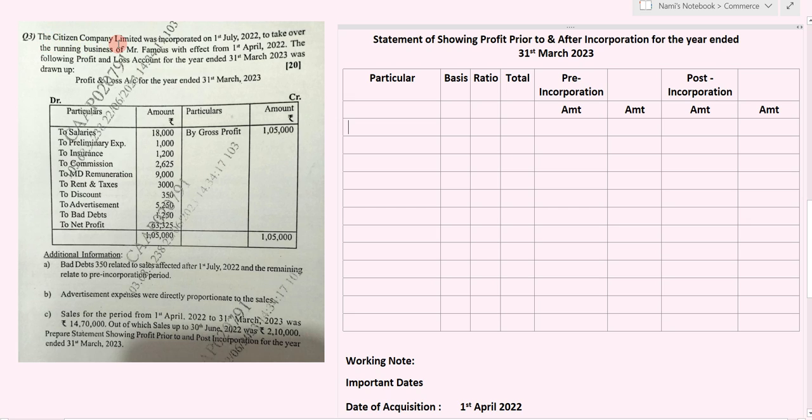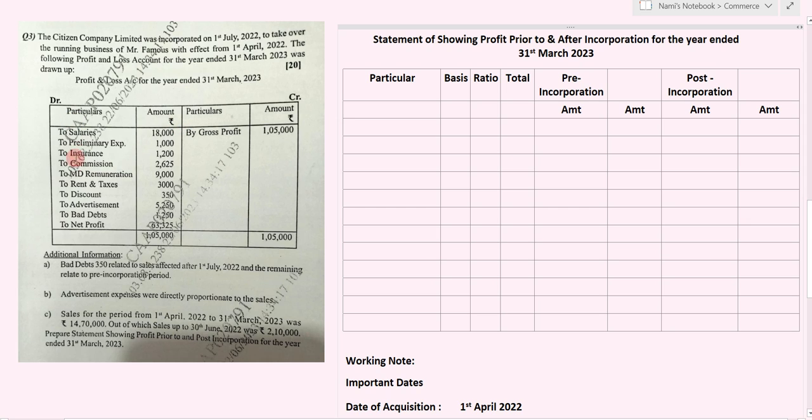The Citizen Company Limited was incorporated on 1st July 2022 to take over the running business of Mr. Famous with effect from 1st April 2022. The following profit and loss account for the year ended 31st March 2023 was drawn up. So this is the profit and loss account for the year ended 31st March 2023.